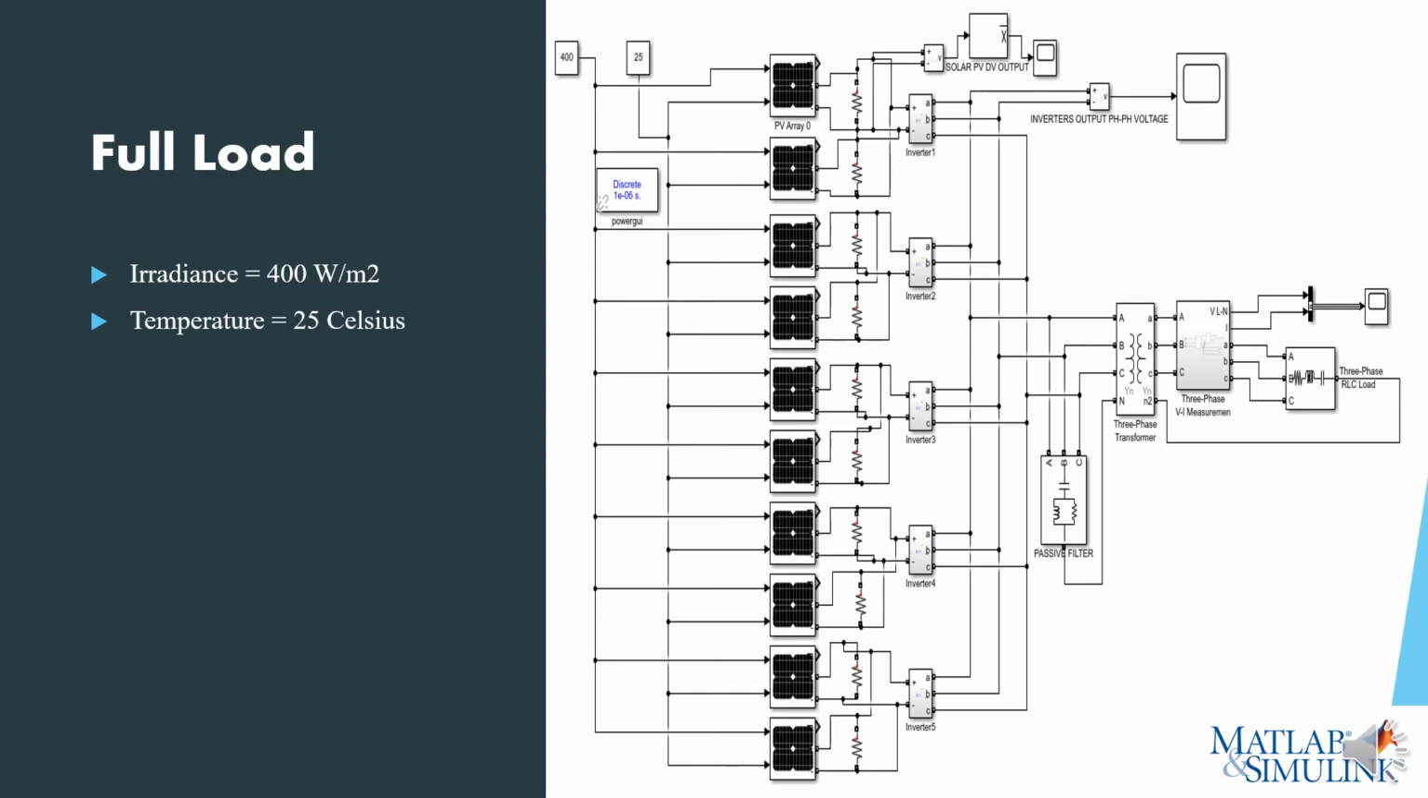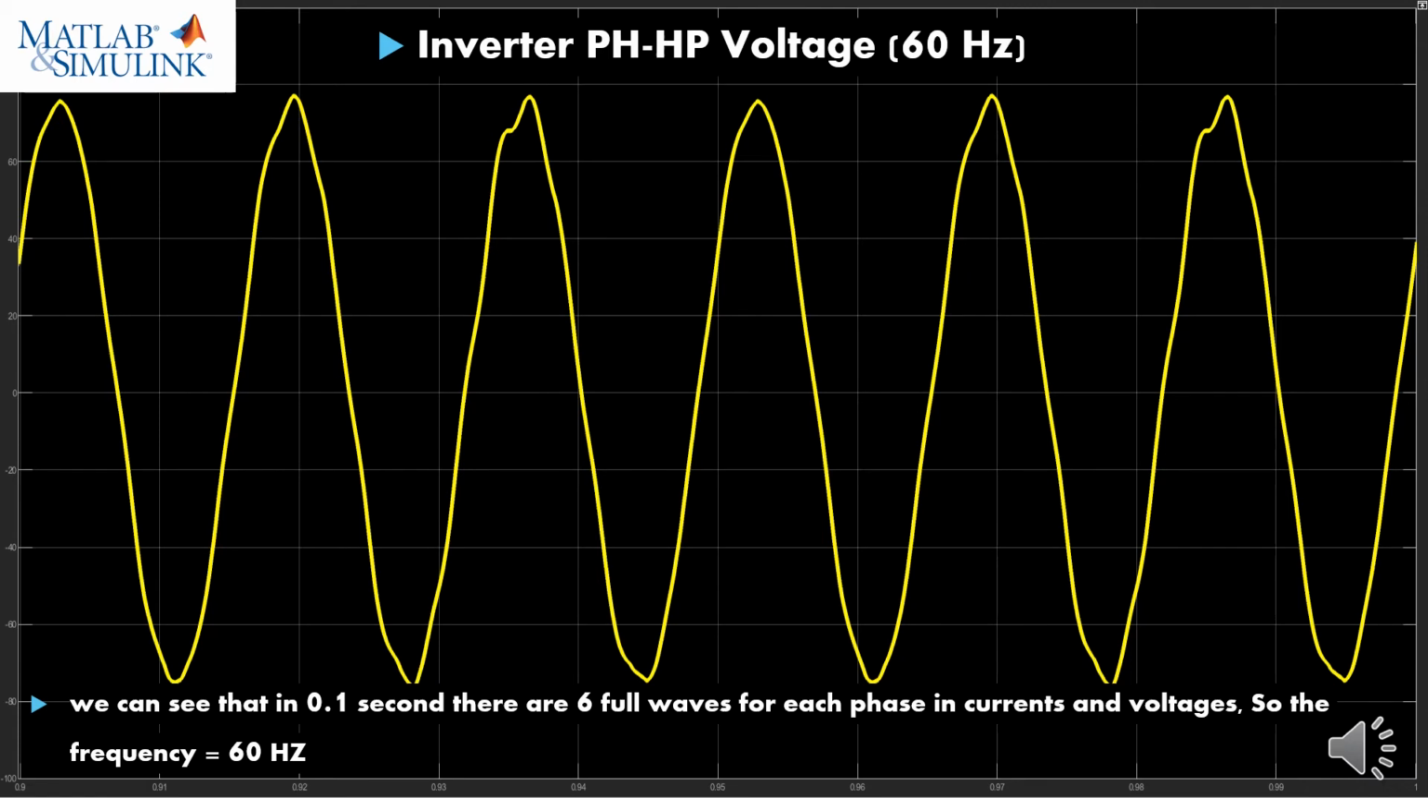The second test case here is a full load with irradiance of 400 watt per meter squared and temperature of 25 Celsius. And this is the final model for our system. Here we will talk about the inverter phase-to-phase voltage. We can see that we started the time from 0.9 seconds and ended at 1 second. So the total time duration here is 0.1 second. And we can see also that we have 6 full waves of voltage. So the total waves in 1 second will be 60. So our frequency here is 60 Hz, and this is exactly what we need.